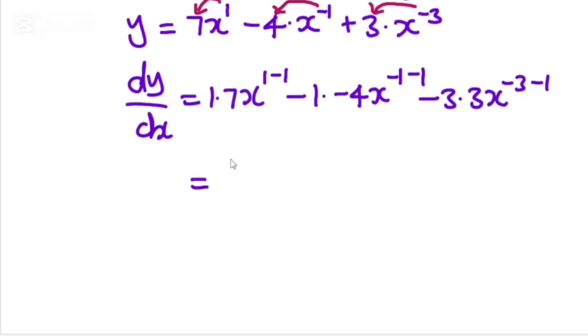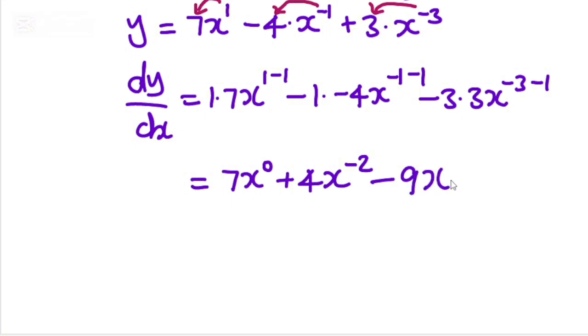So we'll have 1 times 7 is 7, then x, then 1 minus 1 is 0, so the power is 0. Then negative 1 times negative 4 is positive 4, then x to the power negative 1 minus 1 is minus 2. Then here we have minus 3 times positive 3, which is minus 9, then x to the power negative 3 minus 1 is minus 4.